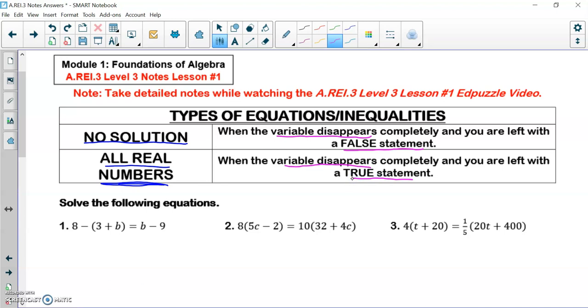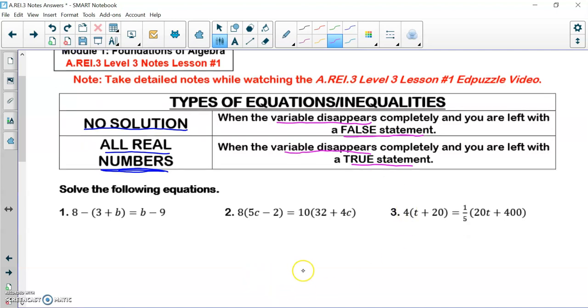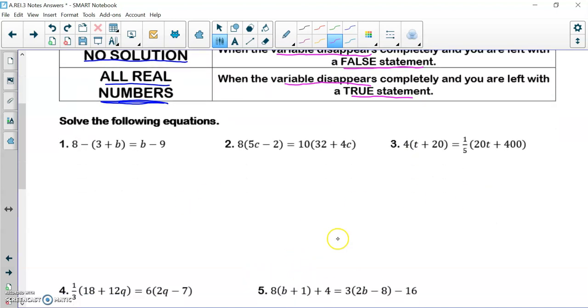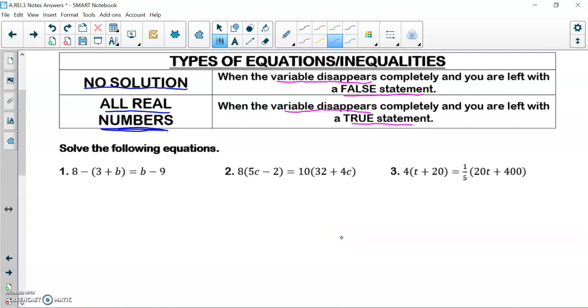All right, so we're going to start. These are equations with variables on both sides. We're first going to simplify, just like we did in the level 1, and then we're going to be moving the variable to one side, just like we did in the level 2. So in number 1, I first need to simplify the left side by distributing the minus sign into parentheses.